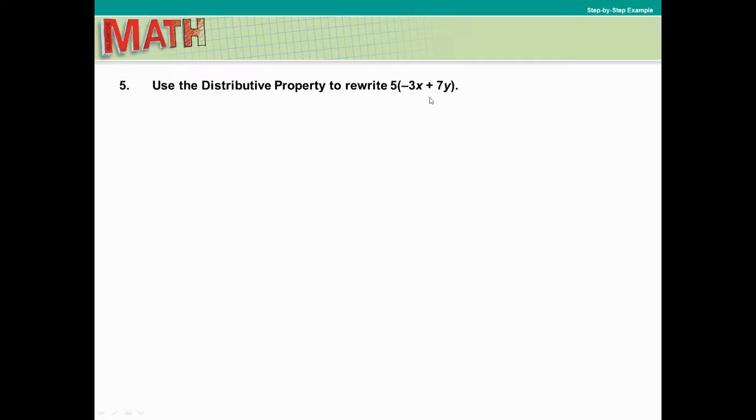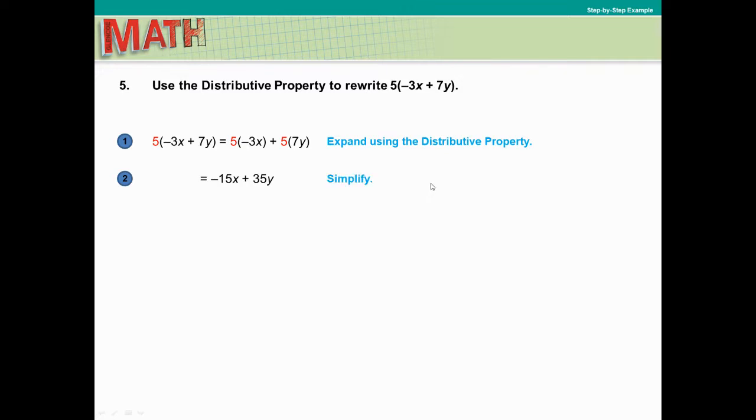Use distributive property to rewrite. This one, both of them have variables. But again, it's a positive times a negative plus a positive times a positive. So you're going to use distributive property. Expand, use distributive: 5 times negative 3x plus 5 times 7y. 5 times negative 3 is negative 15x. 5 times 7 is 35. The plus sign comes down. And that's it. There's nothing more to do to that. It is simplified at that point.